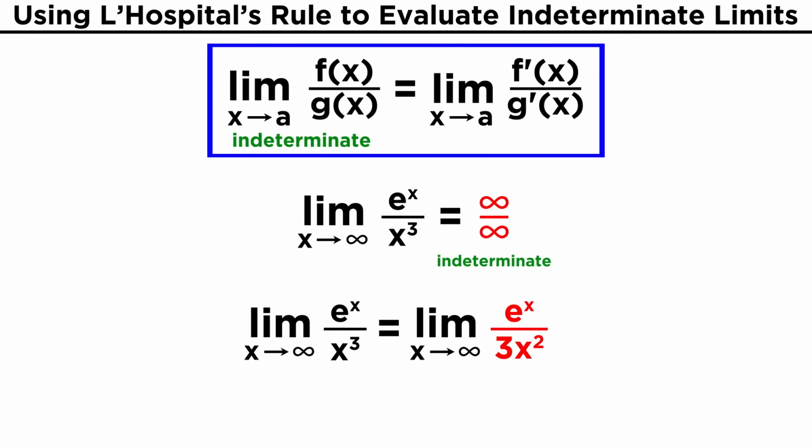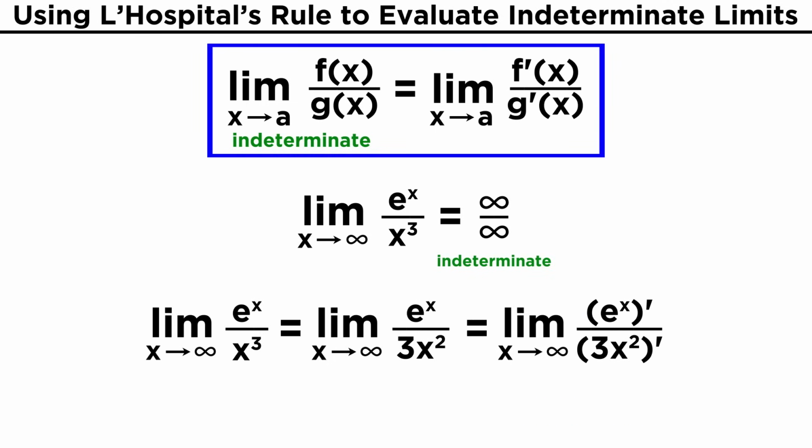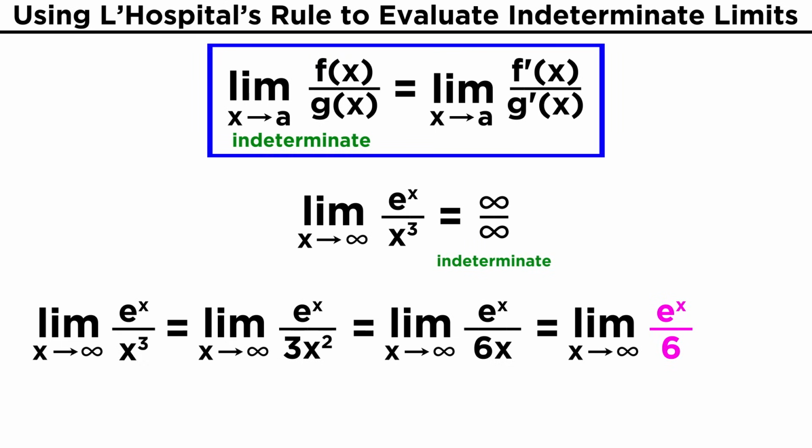But here's a great thing about this rule. Why not just take the derivative again? If the limit of the quotient of the functions is the same as the limit of the quotient of the derivatives, then this truth will hold, no matter how many times we take the derivative. We go again, and e to the x stays as it is again, while on the bottom we get 6x. This is still infinity over infinity, so let's go one more time. We get e to the x over 6, and finally we can see that this will simply be infinity.